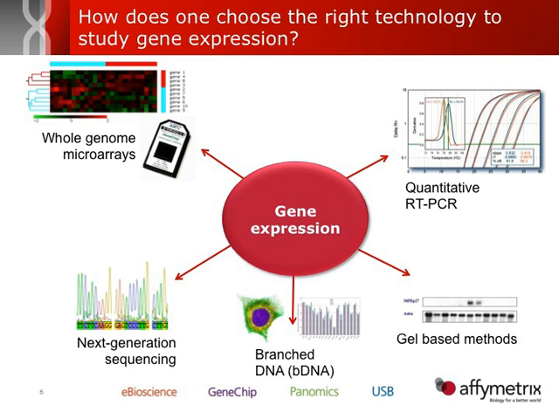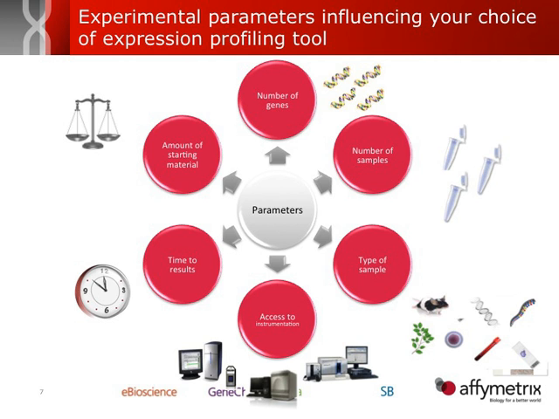And it's important to think about how to choose the right technology. We're well aware that there are several different types of technologies out there for you to choose from, including whole genome microarrays, quantitative real-time PCR, gel-based methods, branched DNA, and next-generation sequencing. And all of these technologies are very good, and they provide excellent data. It just depends on your particular type of study, which is the appropriate platform for you. So I'd like to talk about a few of the factors that you should consider when you're trying to determine which type of platform or technology to use.